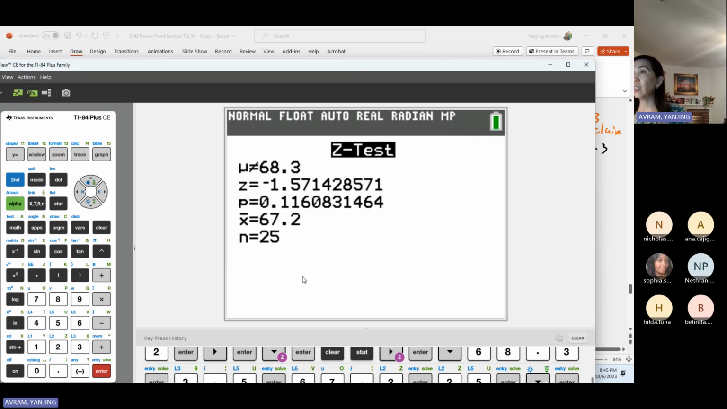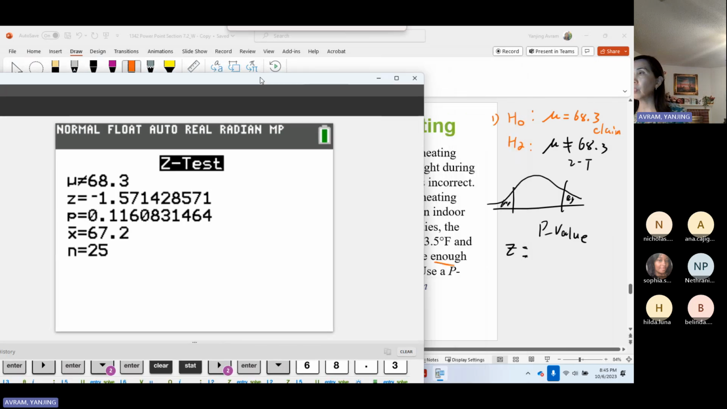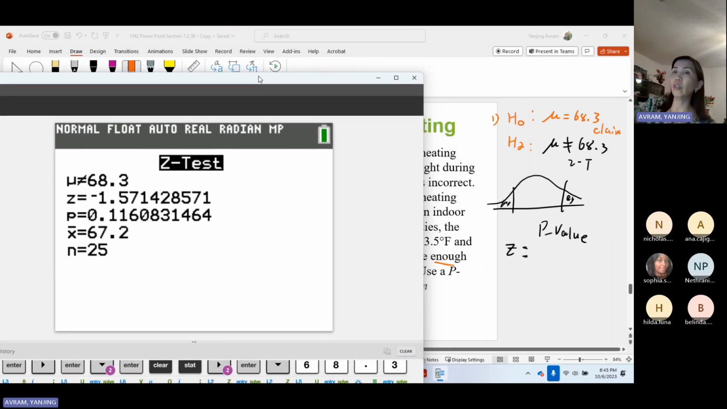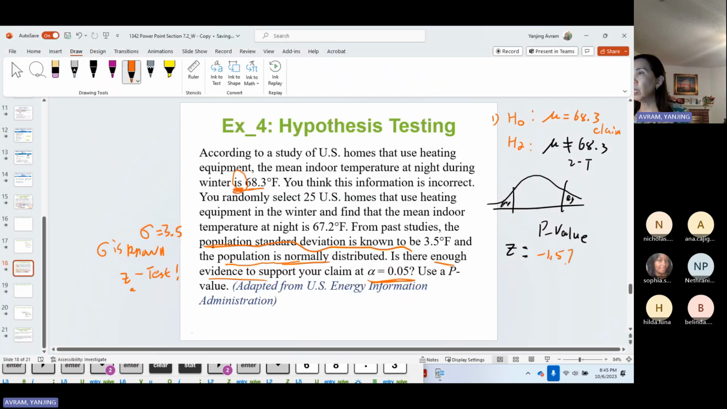All right, so look at this one, very effective. You have a z-score, you have a p-value. This p-value already includes two tails, so you don't have to multiply by two on your own. So it's really convenient. If I round to 2 decimal points, my z-score will be negative 1.57. So that's the second step, you calculate the z-score. The third step, you calculate the p-value.